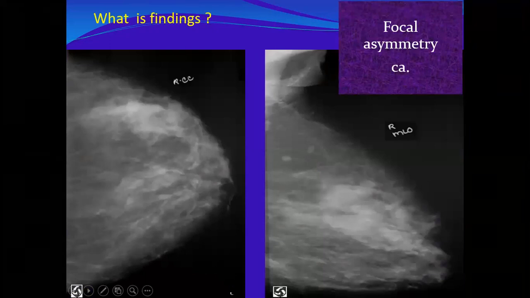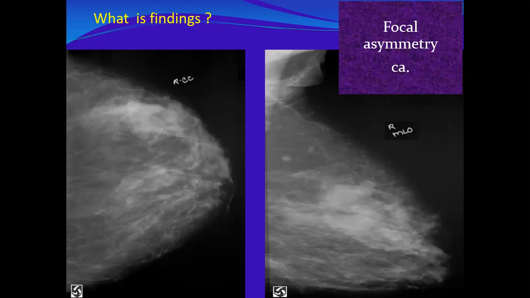So what is the focal asymmetry here? There is carcinoma and there is focal asymmetry. I forgot to remove this. So it came.